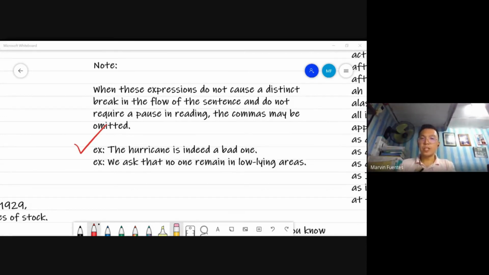Tanggalin mo yung word na indeed. The hurricane is a bad one. It's just a normal sentence. Right? There's no conviction, no? Nawala yung parang yung buong giting na sinasabi niya. Kumbaga, it is not strongly initiated na yung hurricane na nangyari sa kanila or naranasan nila is a bad one.